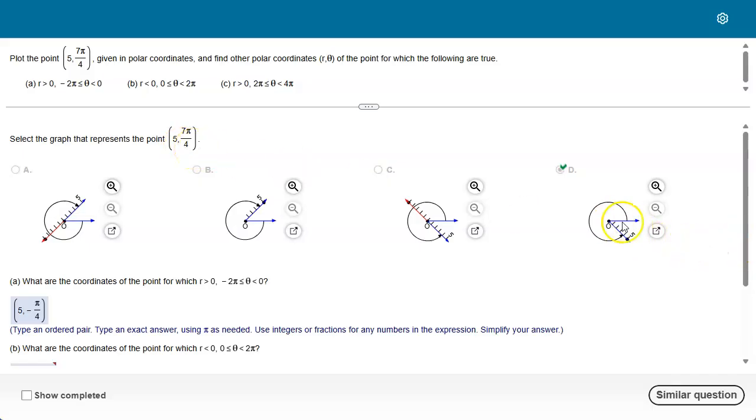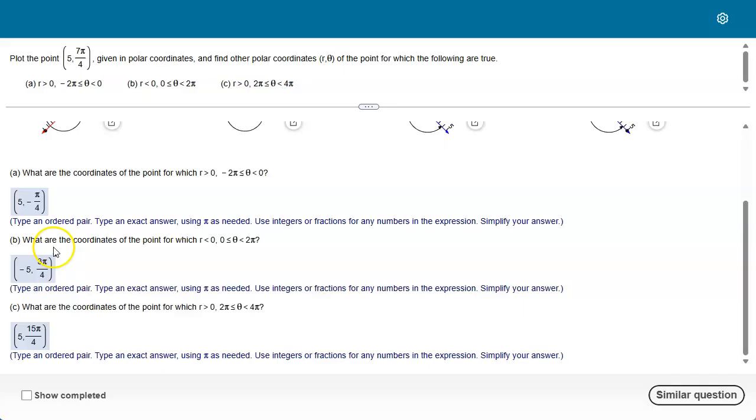I like to start on the polar axis first by traveling 5 units along that polar axis, and then open the angle 7 pi over 4 to see where that point lands, and it should be over here somewhere in the 4th quadrant. So now let's look at part B. What are the coordinates of that same point for which r is negative and theta is between 0 and 2 pi?